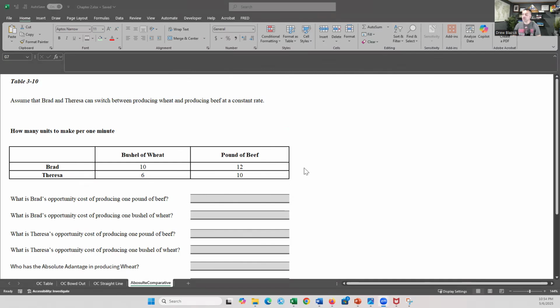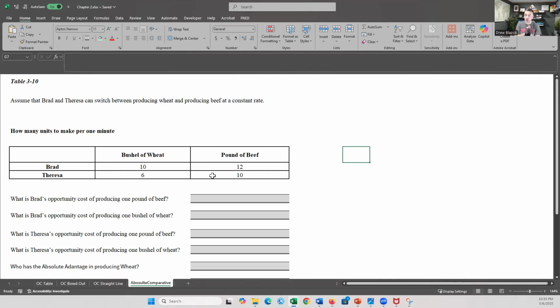Okay, so this question, I had to change it. I totally forgot to do that. So I paused it, I changed it. What I'm changing this to now, the test bank question is going to be a little different. How I did this question is going to be a little different than if you came across it, but I want to make sure I explain it. What I changed it was how many units to make per 1 minute. This is how much they can, in 1 minute, Brad can make 10 bushels of wheat. In 1 minute, Teresa can make 6 bushels of wheat. A pound of beef, Brad can make 12, and Teresa can make 10.